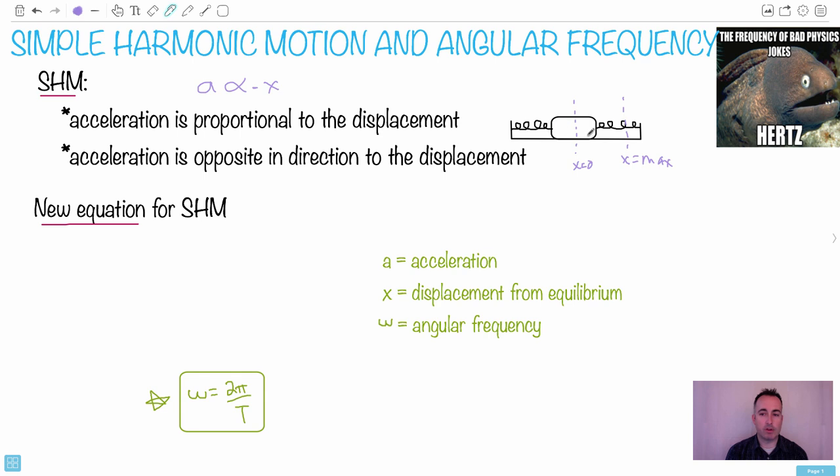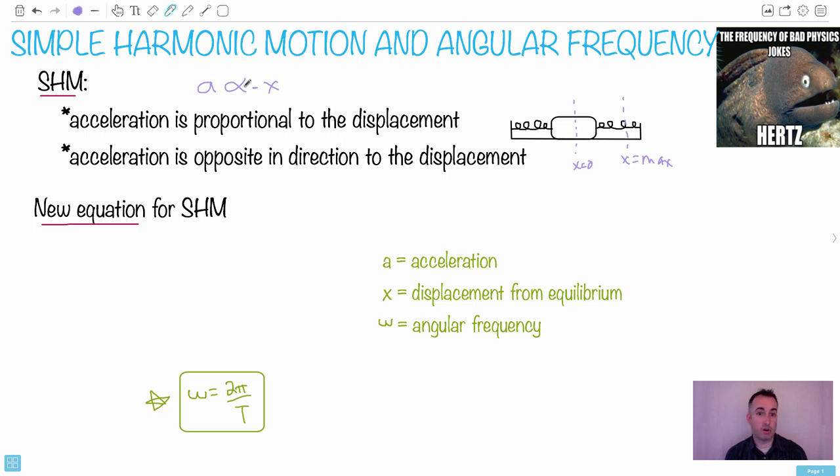Then we know that the more we displace this thing to one side, the more force it feels, so the more acceleration it has. And we talked about how it's opposite in direction, which means if you're displacing it to the right, then the acceleration is to the left. And if you displace it to the left, the acceleration is to the right. So it's always opposite in direction. But now we can actually quantify it.